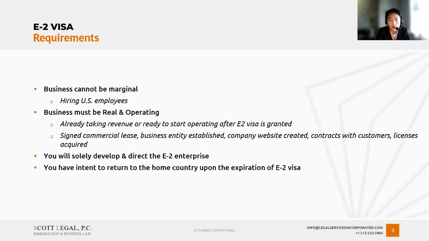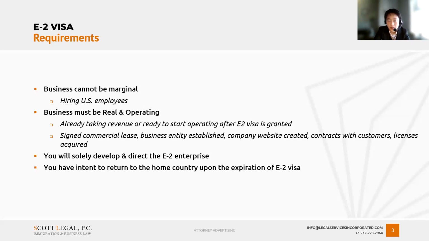Now, the other requirement for the E2 visa is that the business must be real and operating. So what this means is that the business either is already taking revenue or very closely about to start running once the visa is granted, which means everything that is necessary, if you are establishing a startup, for example, everything necessary to get the business up and running must already have taken place at the time you apply for the visa.